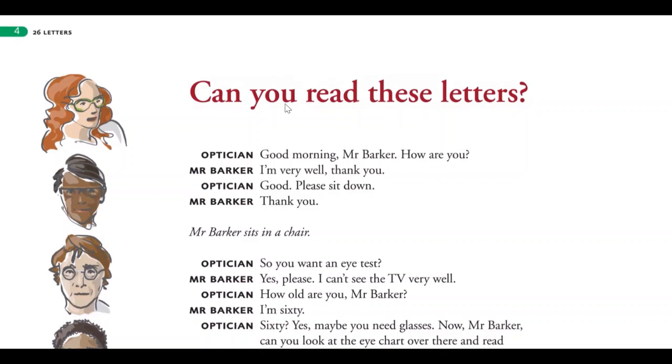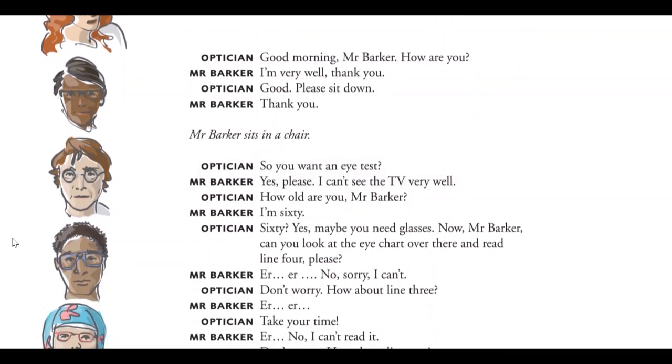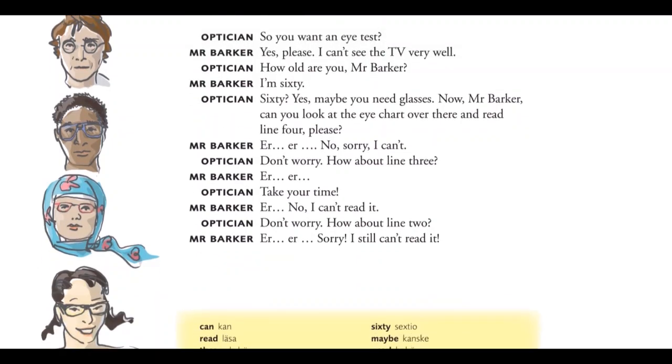Can you read these letters? Good morning, Mr. Barker. How are you? I'm very well, thank you. Good. Please sit down. Thank you. Mr. Barker sits in a chair. So, you want an eye test? Yes, please. I can't see the TV very well. How old are you, Mr. Barker? I'm 60. 60? Yes, maybe you need glasses. Now, Mr. Barker, can you look at the eye chart over there and read line four, please? No, sorry, I can't. Don't worry. How about line three? Take your time. No, I can't read it. Don't worry. How about line two? Sorry, I still can't read it.